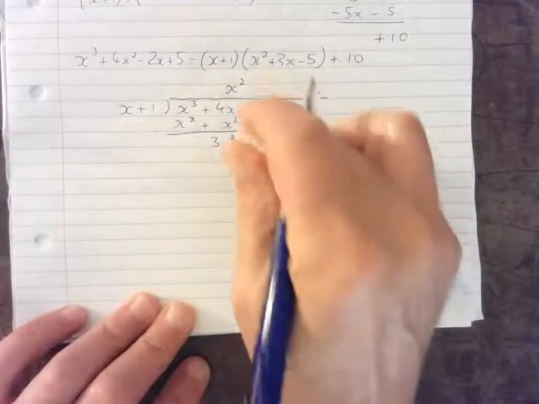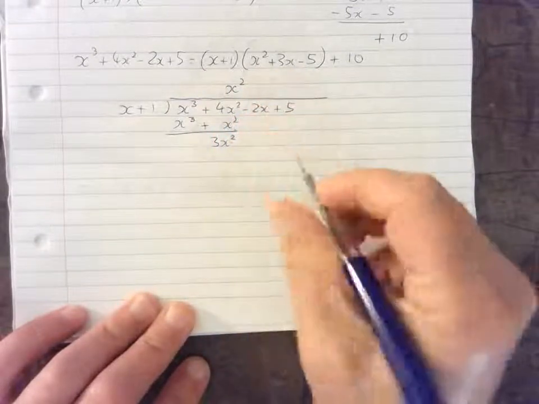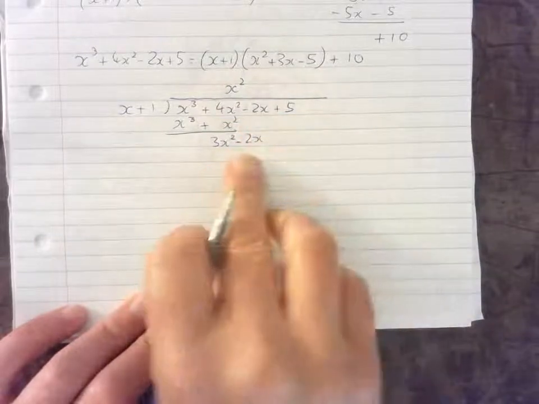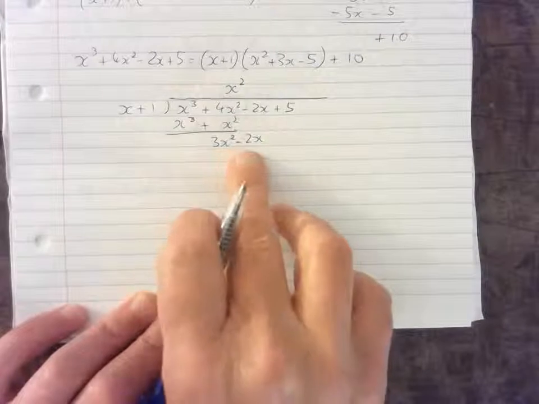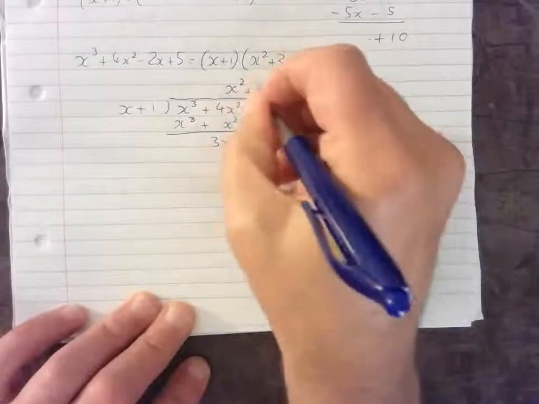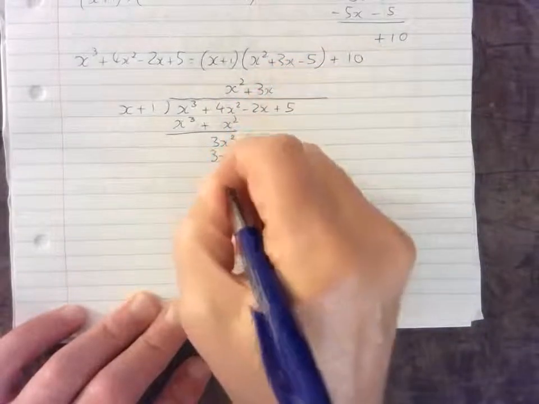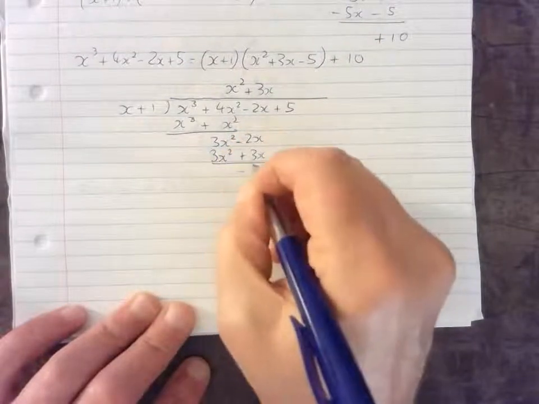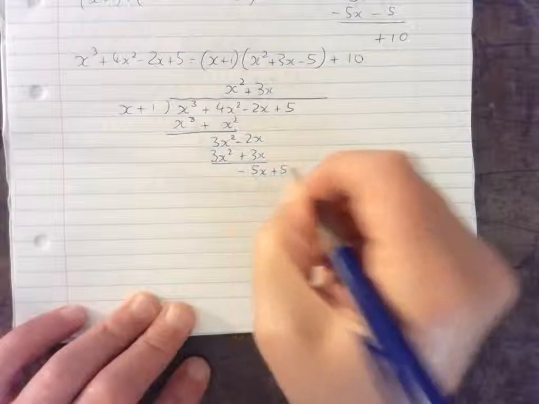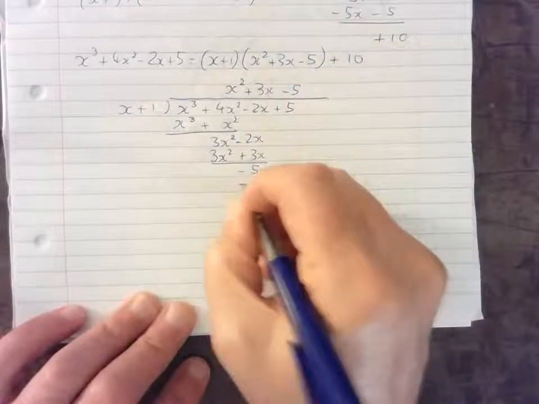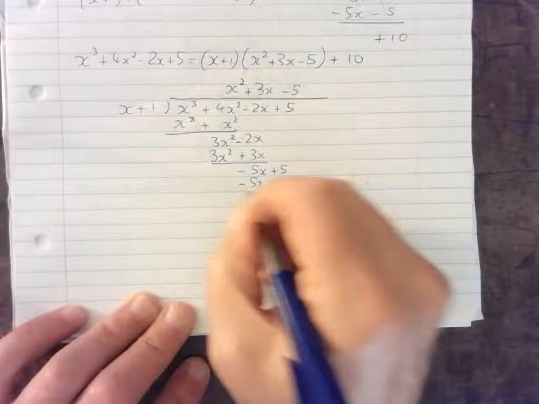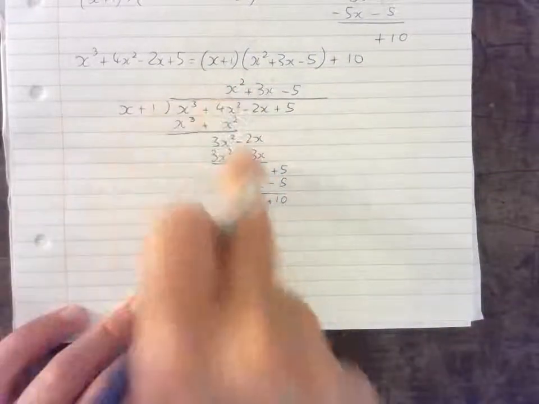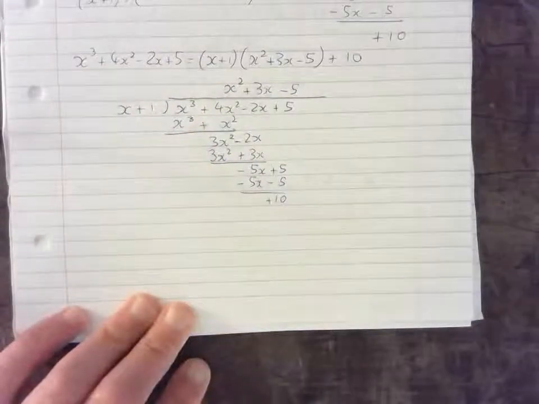I could bring down all of this on the right here, but I'm only going to be working two terms at a time, so to speak. So I'm just going to bring down the minus 2x. So that's going to give me my plus 3x, and that's going to give 3x squared plus 3x. Take that out and I get minus 5x plus 5, and I get my minus 5, minus 5x minus 5, positive 10. And obviously I'm getting exactly the same thing as I've just done.